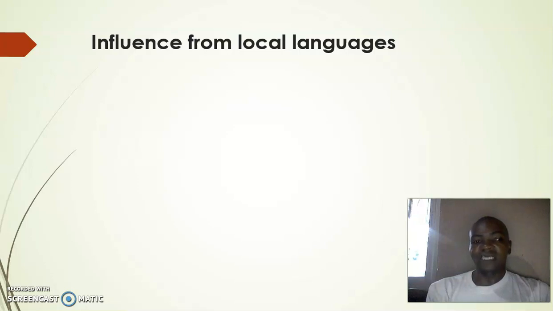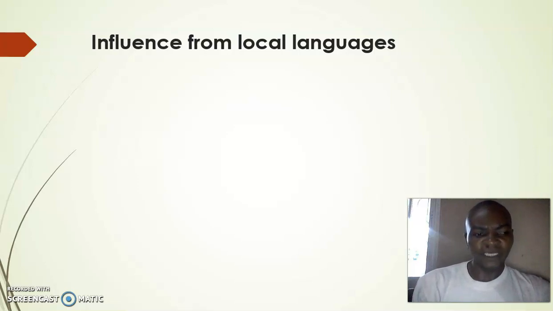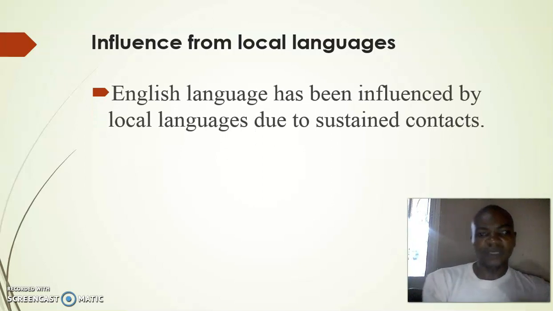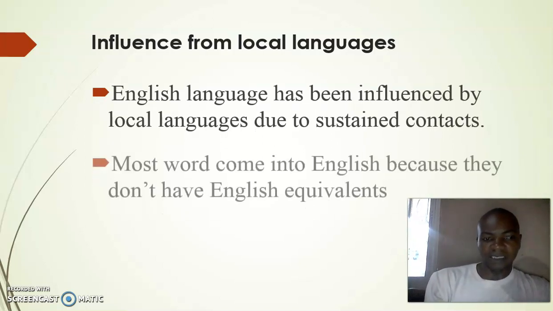Sometimes some of these things are not found in English, and in the speaking of English, they are simply moved from the local languages to English. So that makes the English that we speak different, because there are things found in that English that are not found in other Englishes around the world. So that is one of the things we will want to understand about influence. English has been influenced by local languages due to sustained contacts, as I did mention.